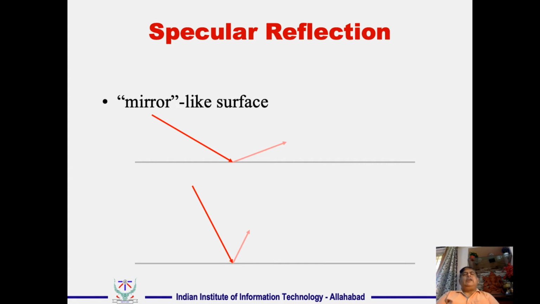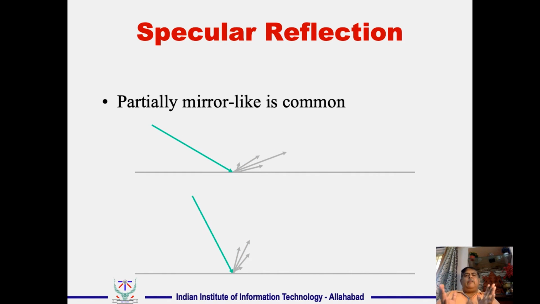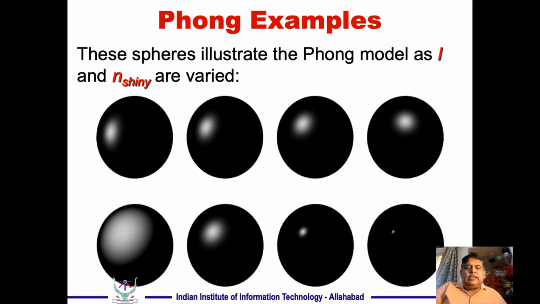So here I have got a specular reflection. Mirror-like surfaces will reflect in this manner, where I have got a lesser incident beam and a more incident beam, which is showing this reflectance. The same thing in specular lighting would be spread out, and partial mirror-like is common, where I will have this spread out illumination, which is given here. So V here is the direction of the camera.